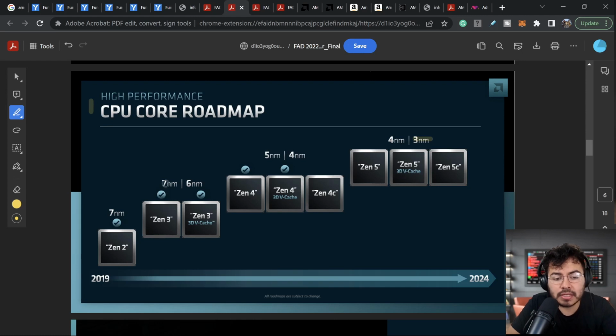So for example, let's say with the Zen 3, right, you have that 7 nanometer. Within the Zen 3, AMD sometimes releases numerous products. Here, for example, they had the Zen 3, and then they had the Zen 3 with V-Cache. Because they are on that same platform, if you want to change chips, you only really have to change the chips.